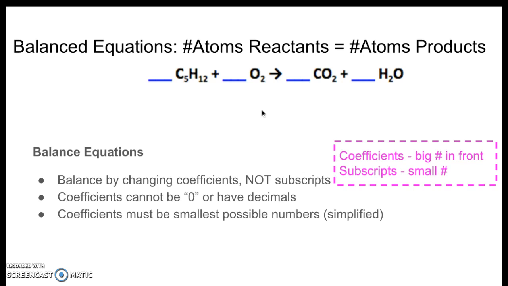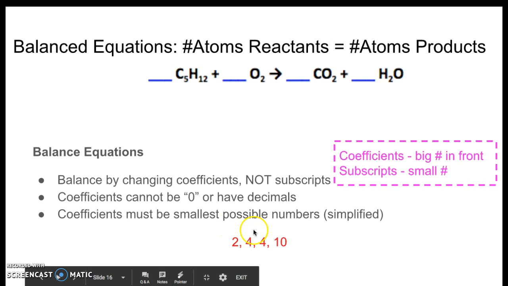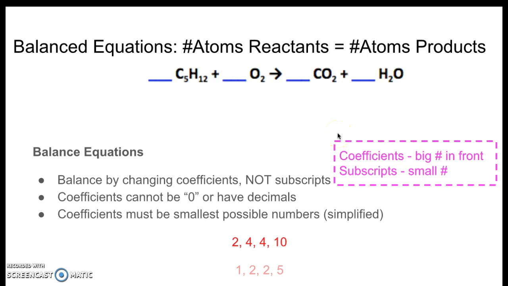Final thing, the coefficients must be the smallest possible numbers, or the coefficients must be simplified. So let's take a set of numbers like these, 2, 4, 4, 10. Now, if we were to plug this in, it wouldn't balance the equation, but let's say that it does. If you're looking at those numbers, you're thinking, okay, great, everything is balanced. But we can't use those as coefficients because these numbers are not the simplest numbers. If you look at all these numbers, you can divide the 2, the 4, and the 10 by 2. So we can simplify it by dividing everything by 2 and getting these numbers, 1, 2, 2, 5. So it's the 1, 2, 2, 5 that would be correct, not the 2, 4, 4, 10. So they must be the simplest numbers.